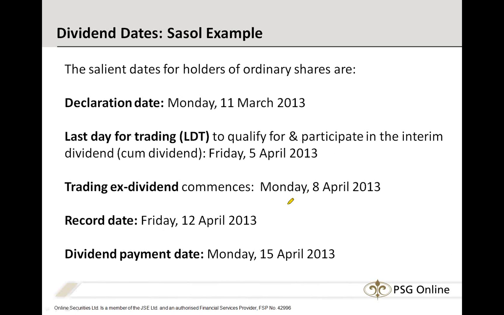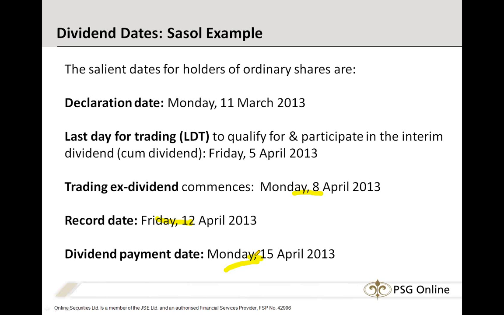Here's Sasol, which is a practical example. I got this from the SENS announcement. Declaration date was Monday. LDT was a Friday, so it's nearly a month later. That's on Friday, the 5th of April. Monday, the share went ex-dividend, and the record date was a Friday, and then the Monday afterwards was the dividend payment date. And that's generally the pattern for most companies.